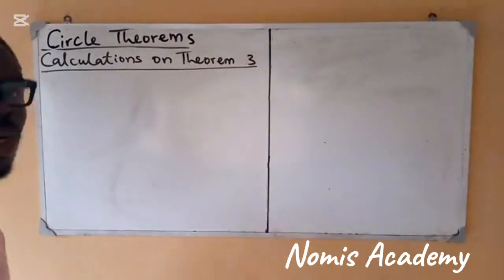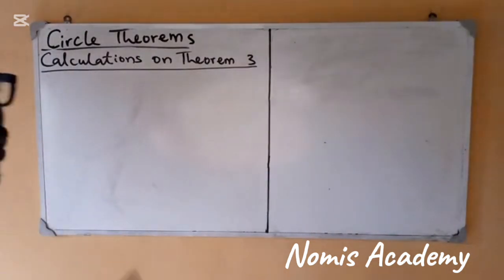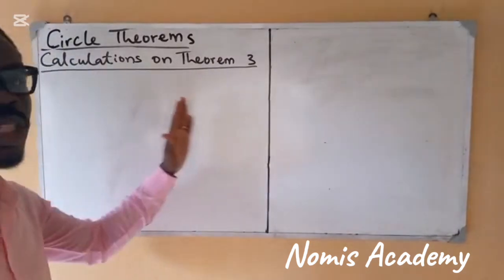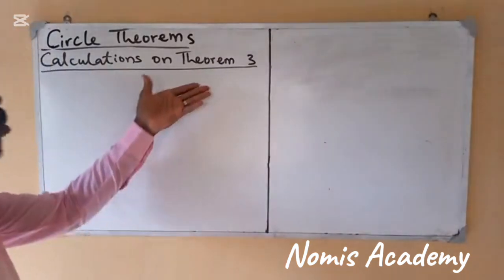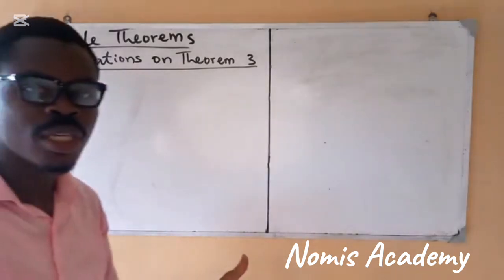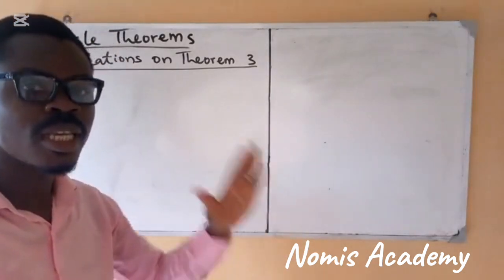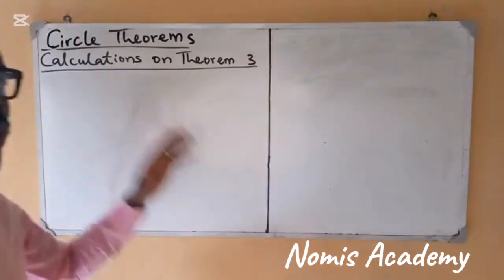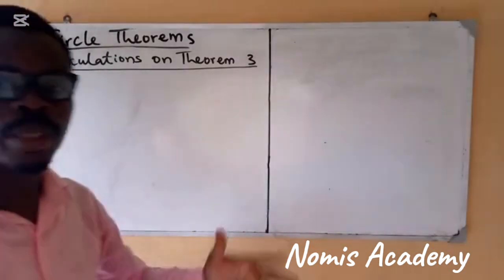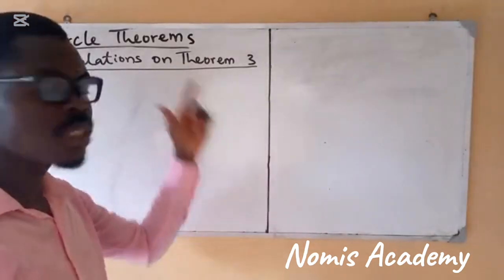In this video, we are going to be looking at circle theorems, and then we are going to solve calculations under Theorem 3. Remember what Theorem 3 is talking about? It says that the angle in a semicircle is a right angle, that is 90 degrees. We stated the theorem and we also showed the proof. But in this video, we are going to solve problems under Theorem 3.